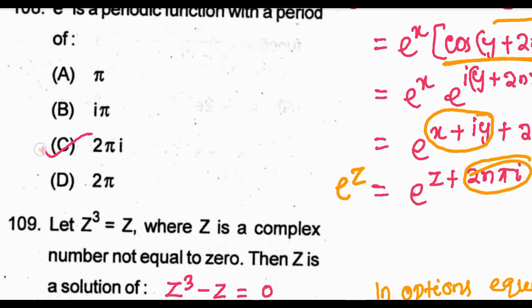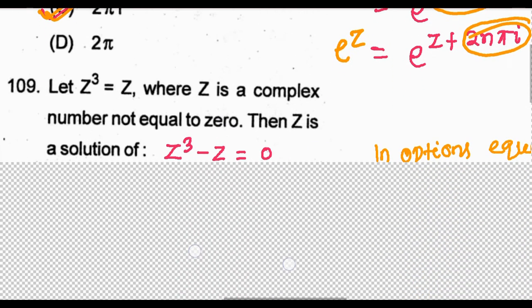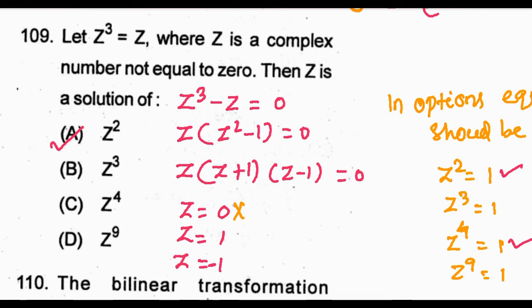So here, given that 2 pi i n is equal to 1, this one is the period. The next question is given z cubed is equal to z, where z is a complex number not equal to 0, and we are asked for the solution of z.